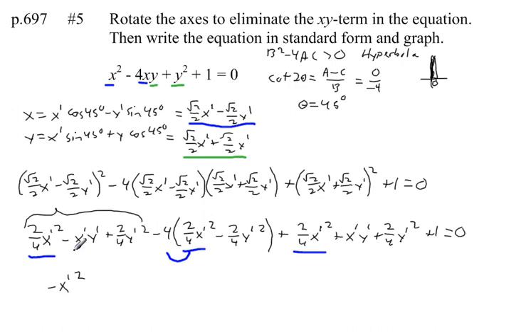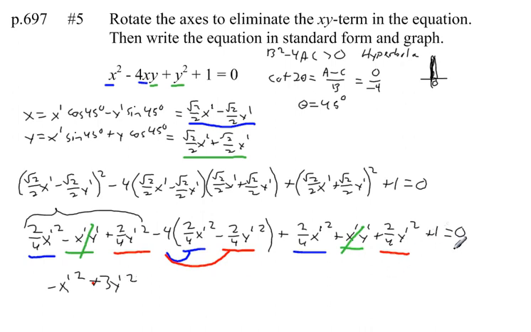Now let's combine the x prime y primes. I have an x prime y prime right here. I have another one here. Those cancel out. That's perfect. That's what we want to happen. Now my y prime squared. I have 1 half y prime squared right here. I have negative 2 times negative 1 half y prime squared. And I have another 1 half y prime squared. So I have 1 half plus 1 half, which is 1. Here I have negative 4 times negative 2 fourths, which is positive 2. So I have 1 plus 2. So we have plus 3 y prime squared.